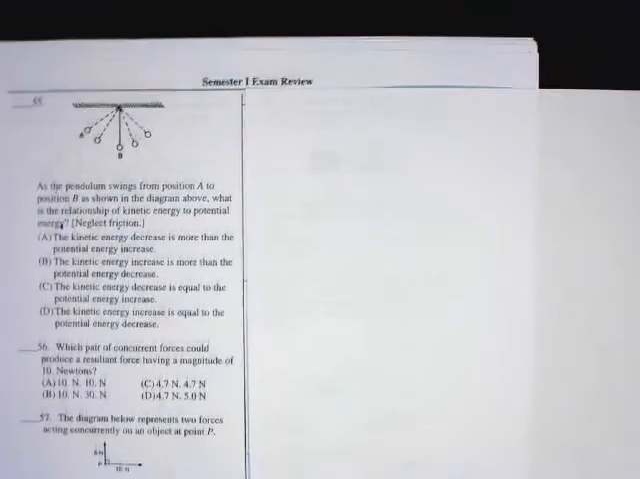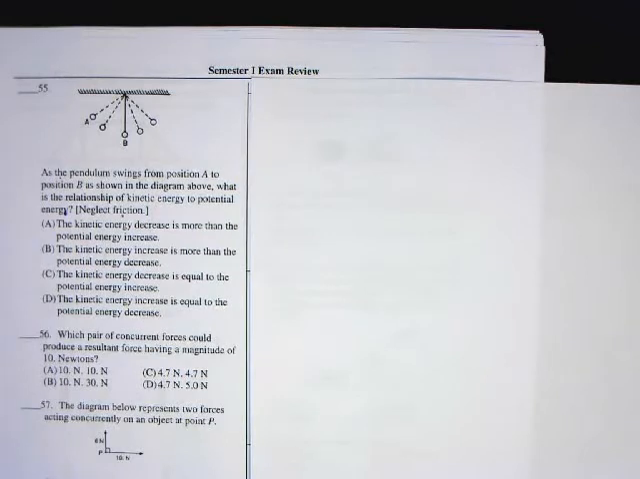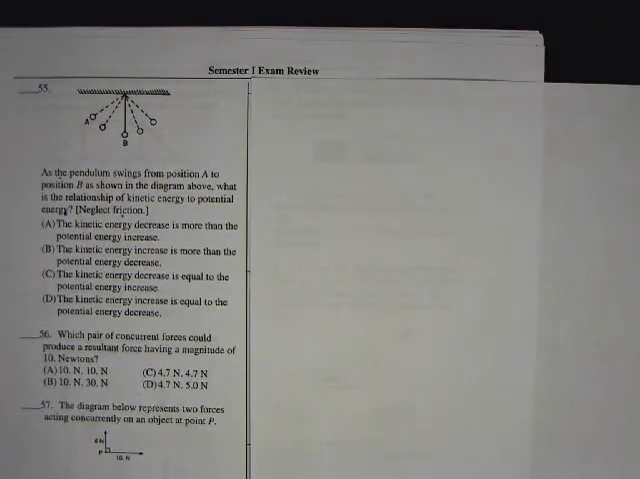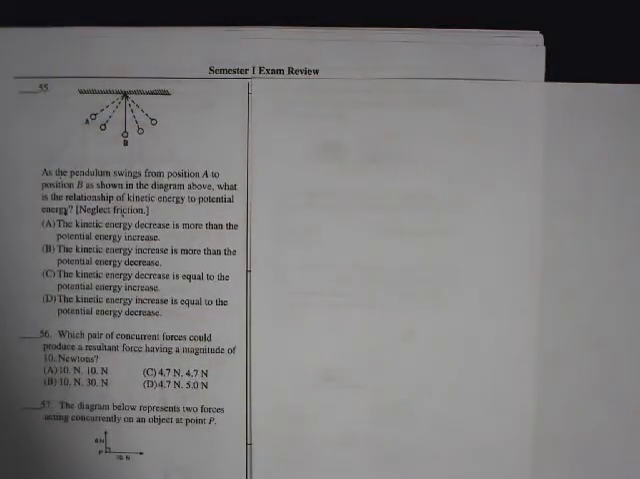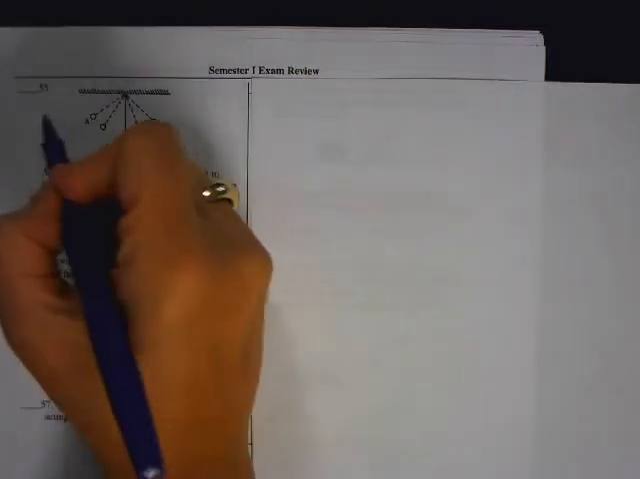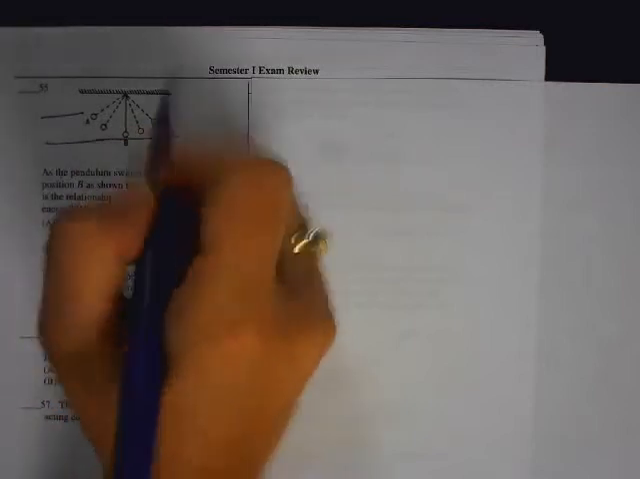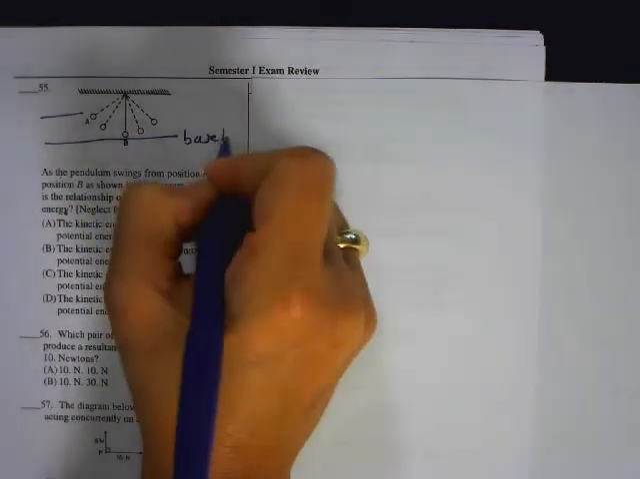Number 55. As the pendulum swings from position A to position B as shown, so here's A. Now, you already know you're going to do conservation of energy. What is the relationship of the kinetic and potential energy? So I would call this my base level.